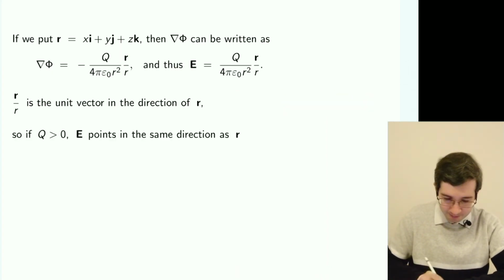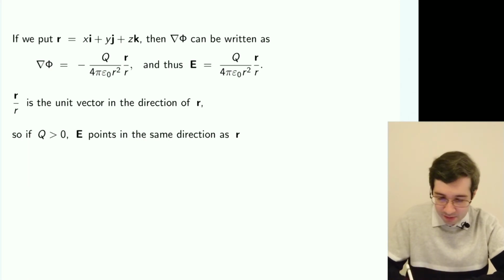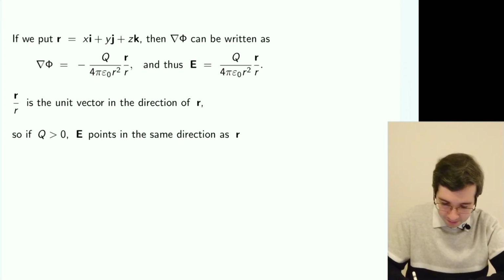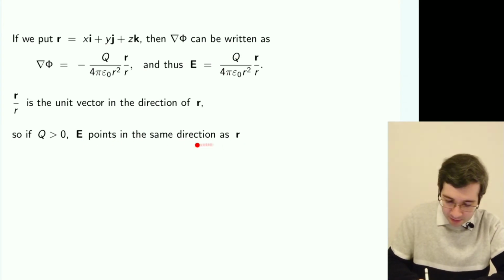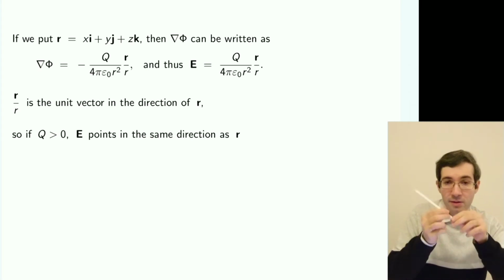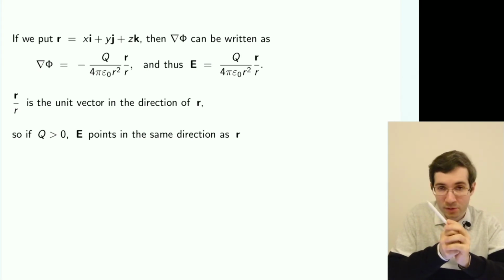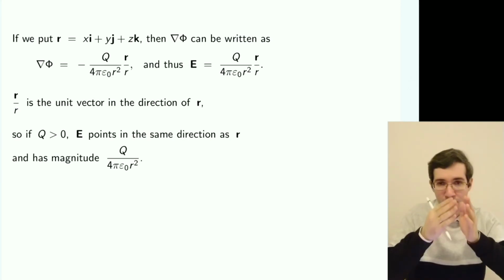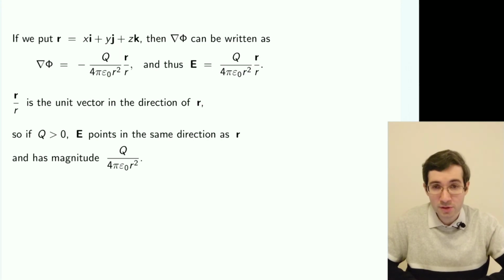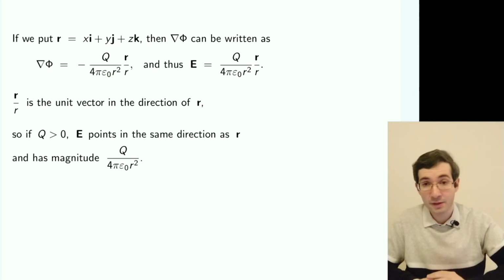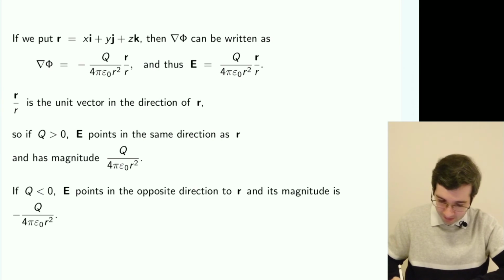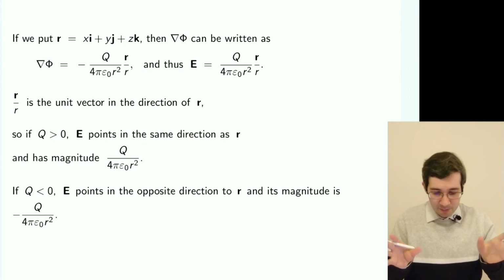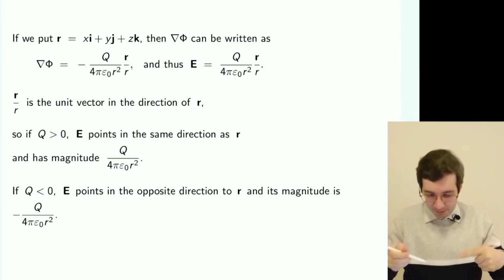And so what that formula tells you is that if the charge is positive, then the electric field points in the same direction as moving away from the origin, and it has this magnitude, so it falls inversely proportional to the square of the distance, similar to gravity. And if the charge is negative, then everything is the same magnitude, but it points in the opposite direction.